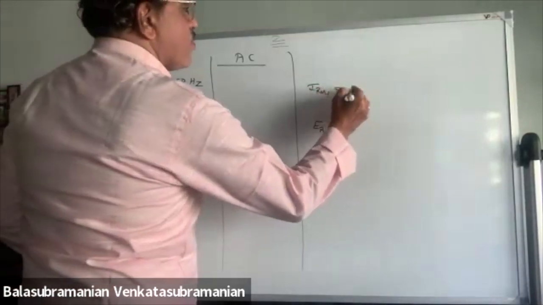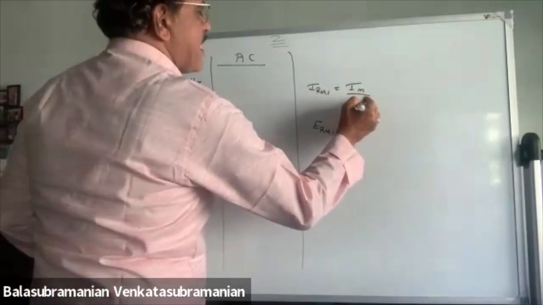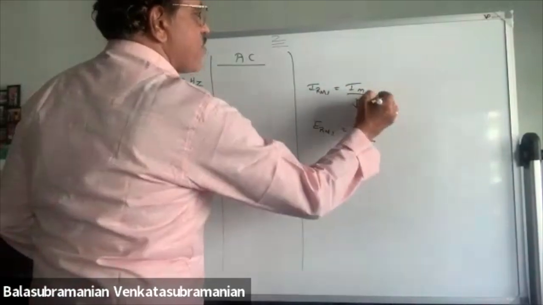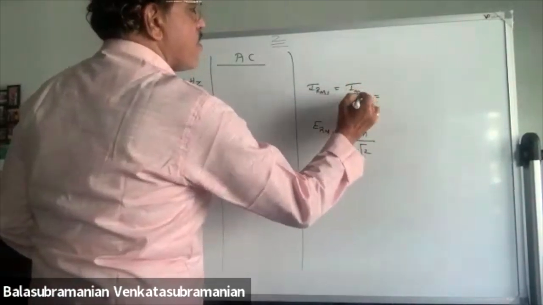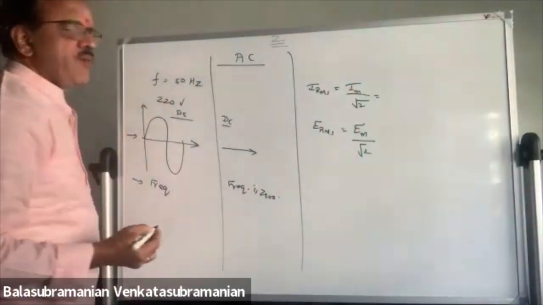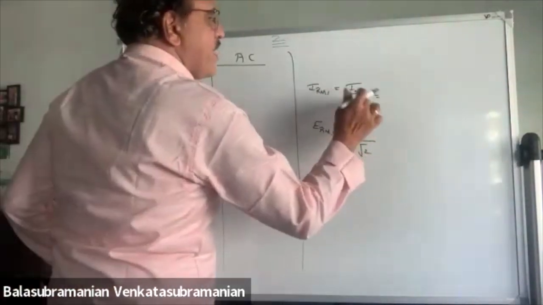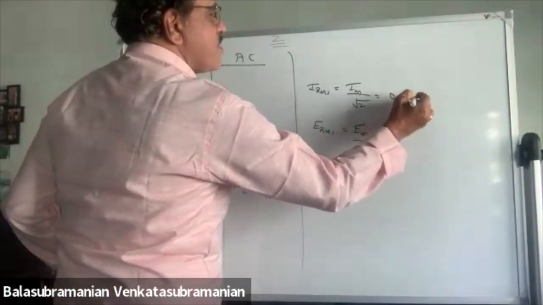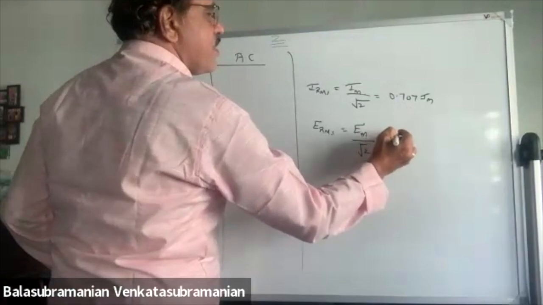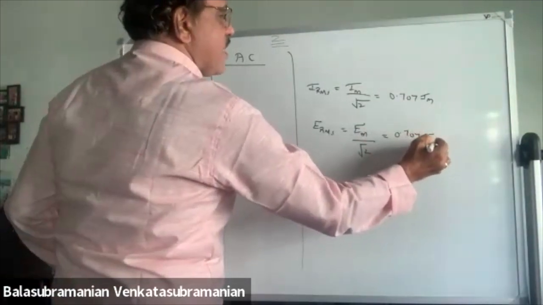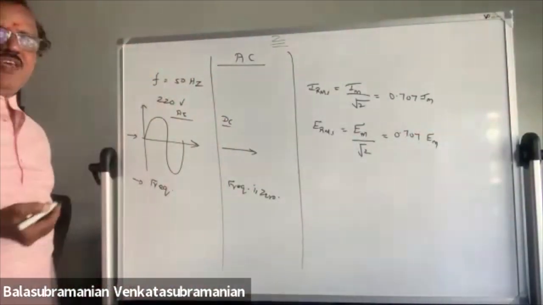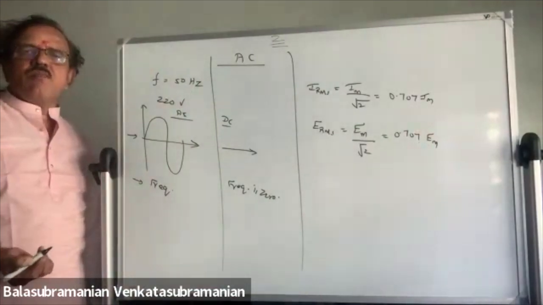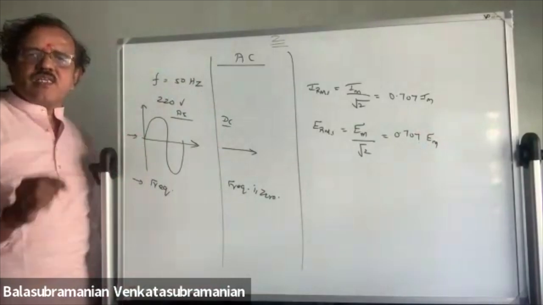IRMS is equal to maximum current by root 2, Im by root 2. ERMS is equal to maximum voltage by root 2, Em by root 2. 1 by root 2 is 1 by 1.414. That is 0.707 Im, 0.707 Em. VM we can write, the EM we can write, small em we can put. No problem. Maximum voltage, maximum current we are representing. That's all.